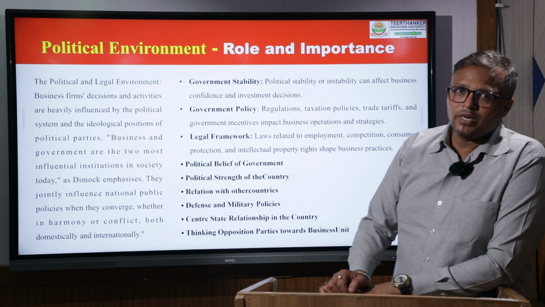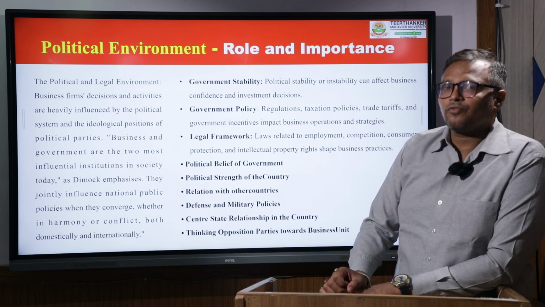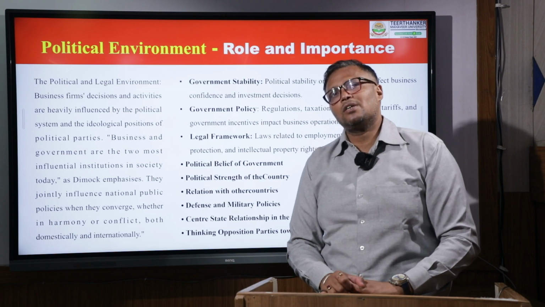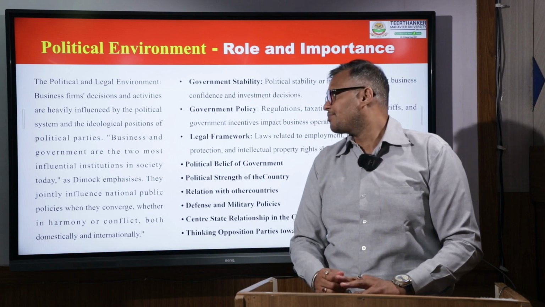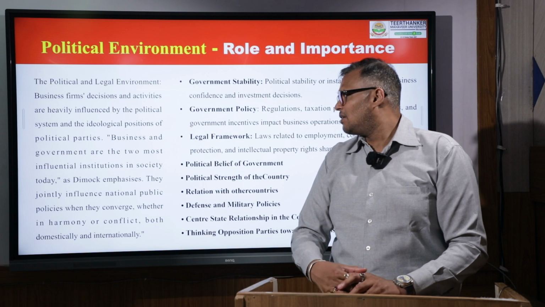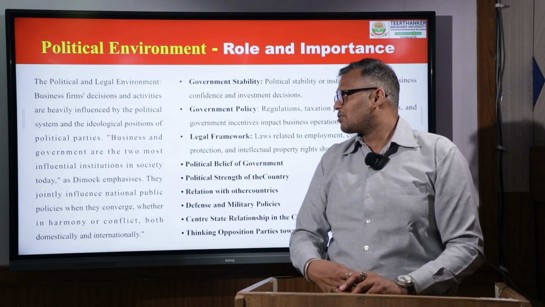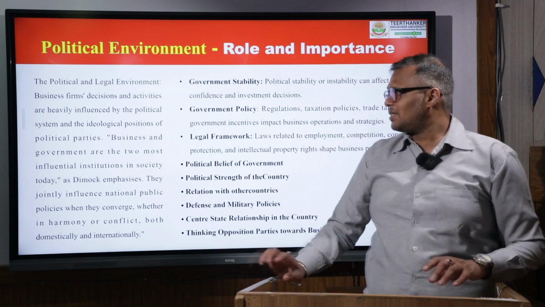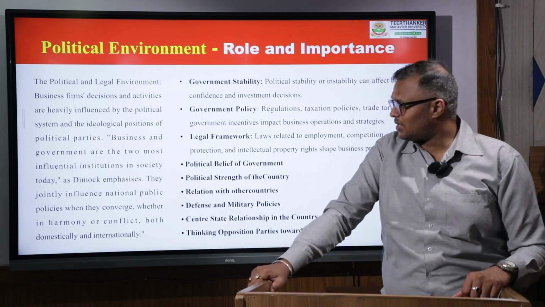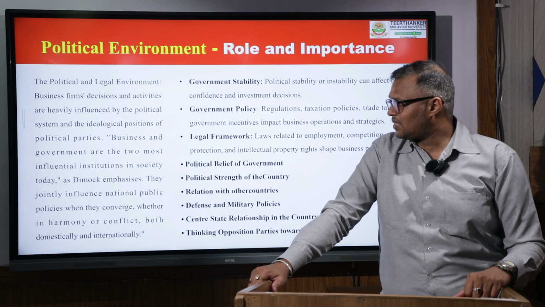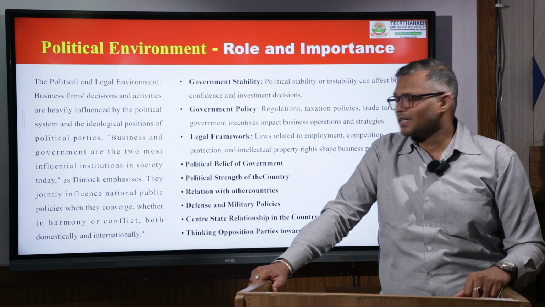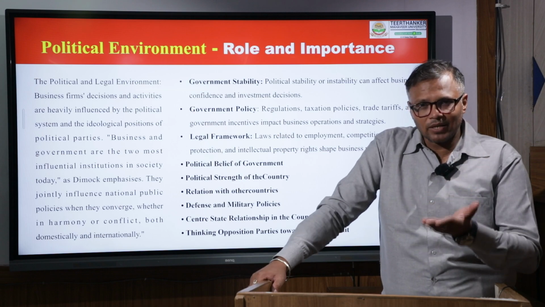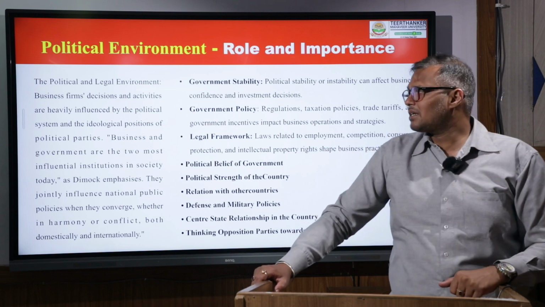If you have a stable government, a strong government, a visionary government, then definitely the vision of the government and the ability of the government will impact the organization strongly. So businesses and the government are the two most influential institutions in society today, as mentioned by Demok. And he mentioned that the joint influence of national public policies, whether they converge in harmony or conflict, both domestically and internationally, impacts the organizations. What are those factors which impact the organization on the political side are discussed over here.